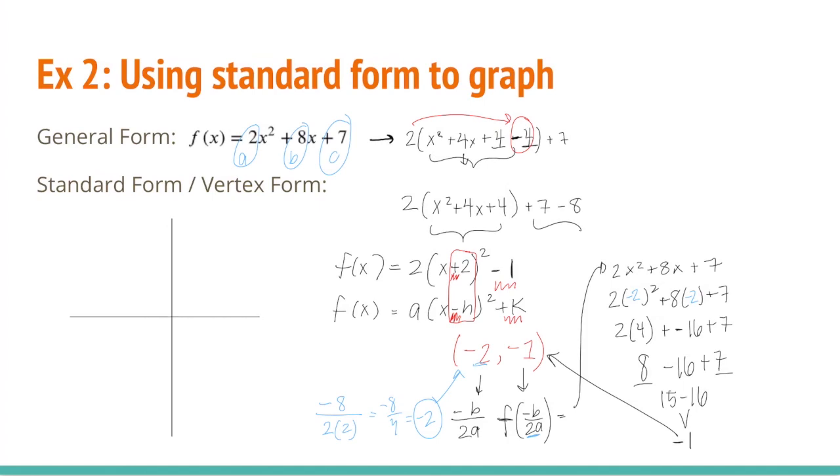So I could go ahead and make a graph, and I don't know too much about this parabola, but I do know that it has a vertex at (-2, -1). So here's my vertex. It's got a positive a value, so I know it's going to open upwards. It's got a vertical stretch of 2, so it's going to be a little skinnier than normal. So I can imagine it might look something like this.